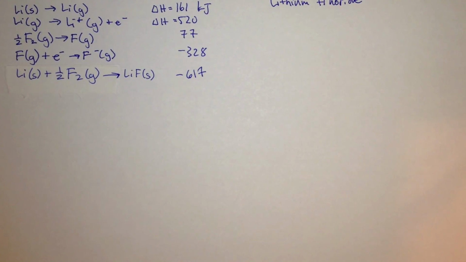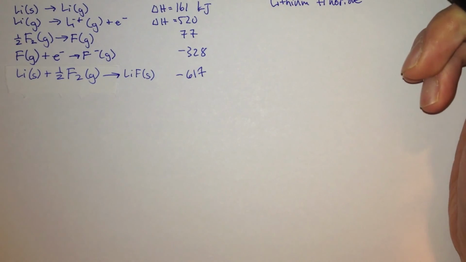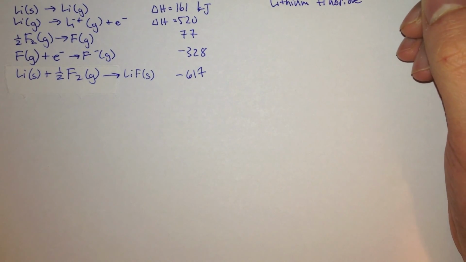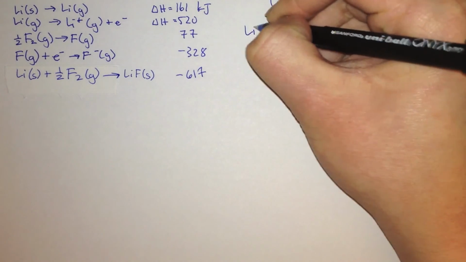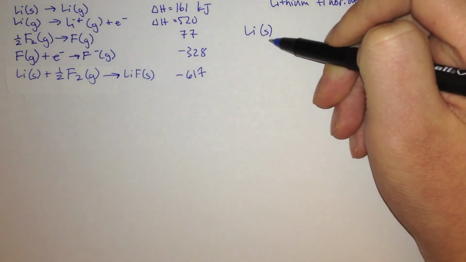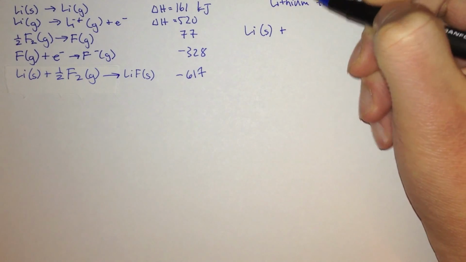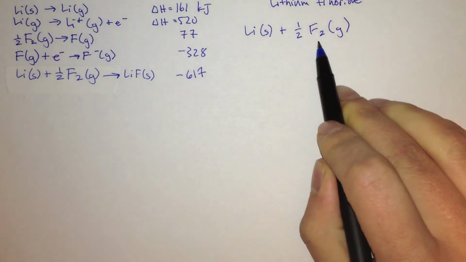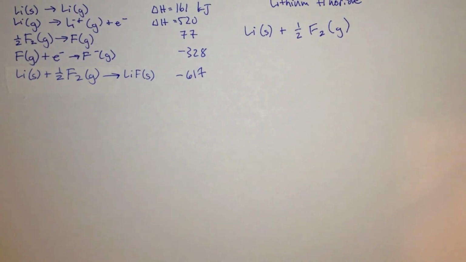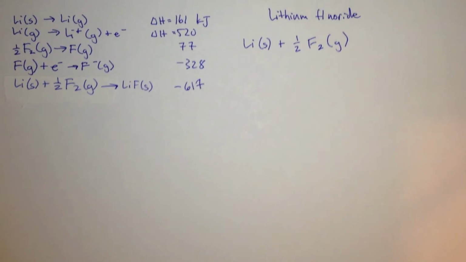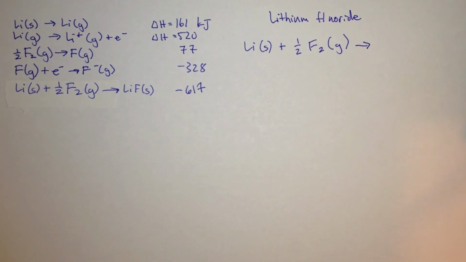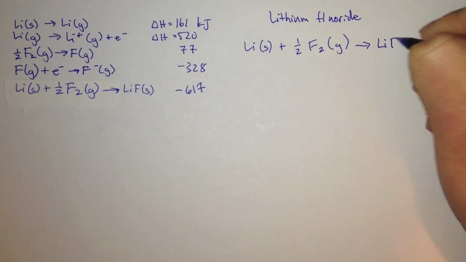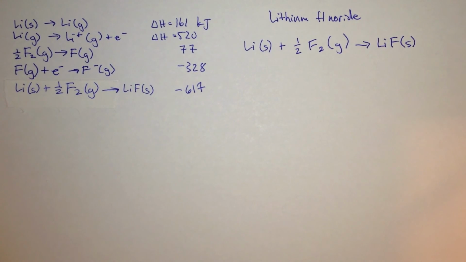Let's take a look at a different problem. Another reaction that we can look at is the formation of lithium fluoride. So let's write an equation for this reaction. Lithium comes to us at room temperature as a solid, and we add some fluorine gas, and it's F2 because fluorine is a diatomic, which means that it can bond with itself. We use this to create lithium fluoride, and we want it to be a solid.